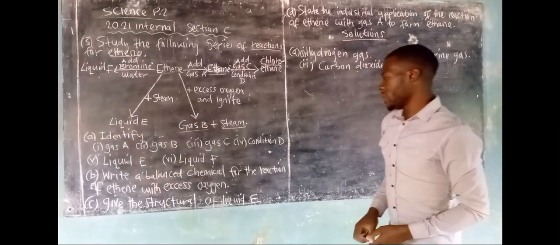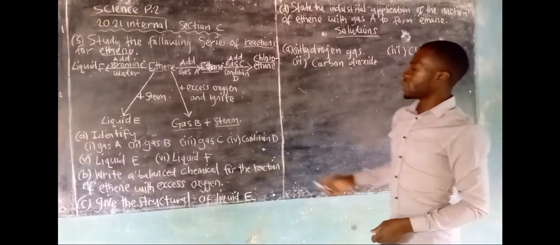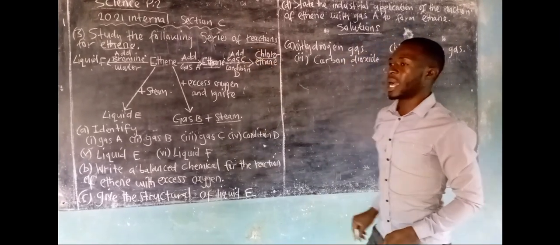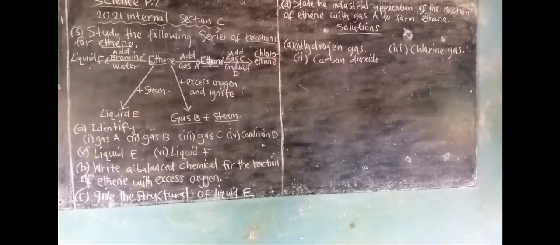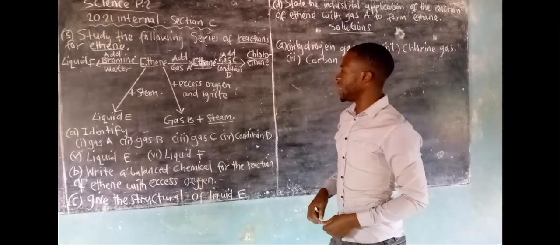Okay, we move on to condition D. The same reaction where chlorine gas is added. This reaction cannot happen in the absence of sunlight or UV light. So condition D is the sunlight or UV light.